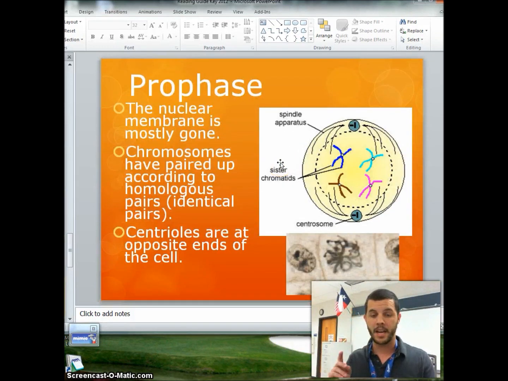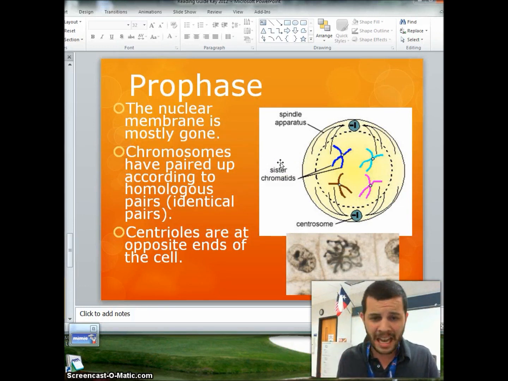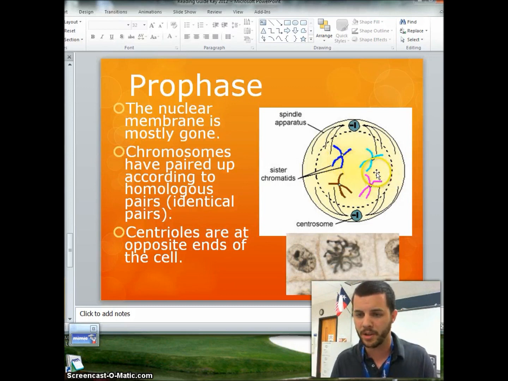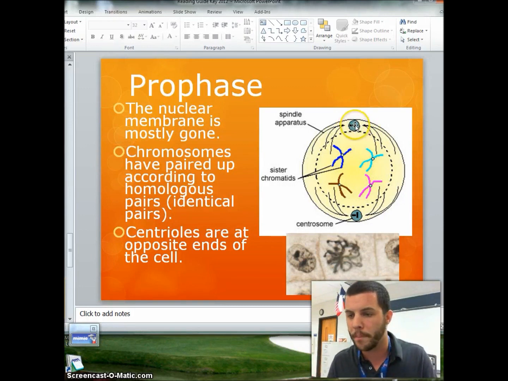prophase. Okay, in prophase, what's going to happen? The nuclear membrane has already started to dissolve and is pretty much gone. Okay, now you have chromosomes, and your chromosomes are going to start to pair up according to their homologous pairs or their identical pairs. And you've got these centrioles, which are special organelles that are used during mitosis, which are going to start to appear at the ends of the cells.